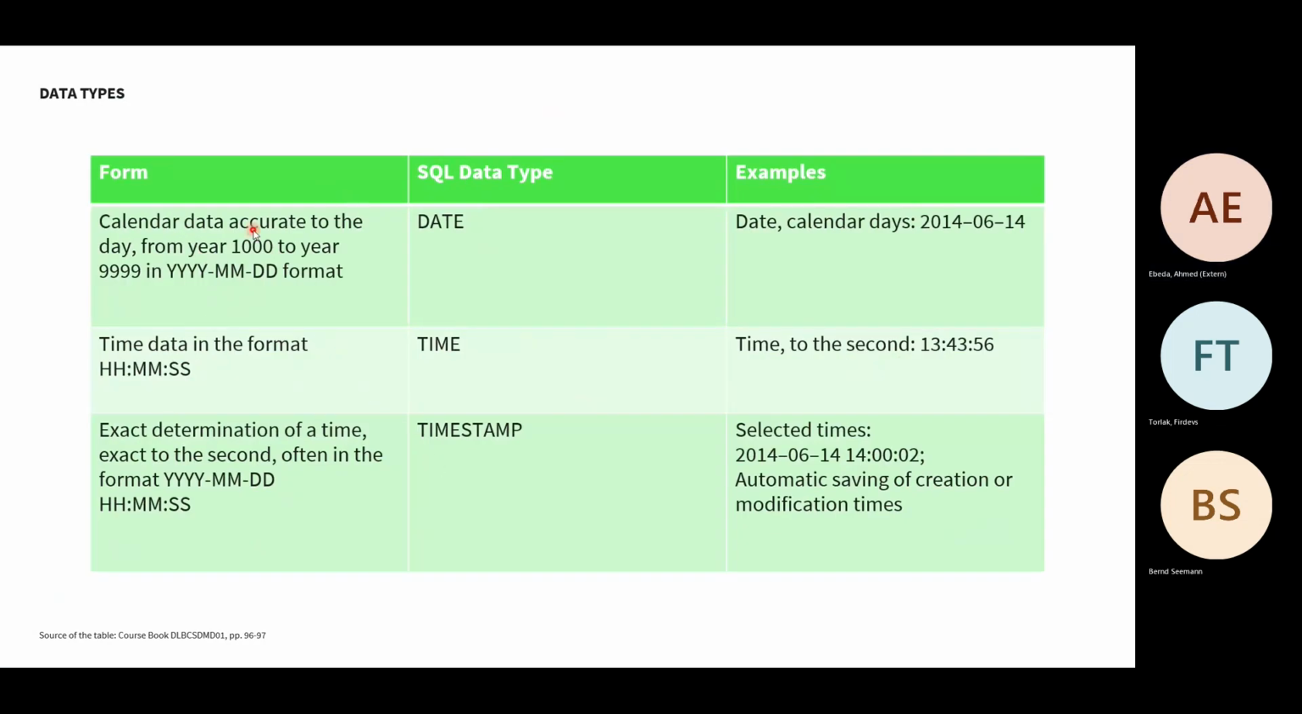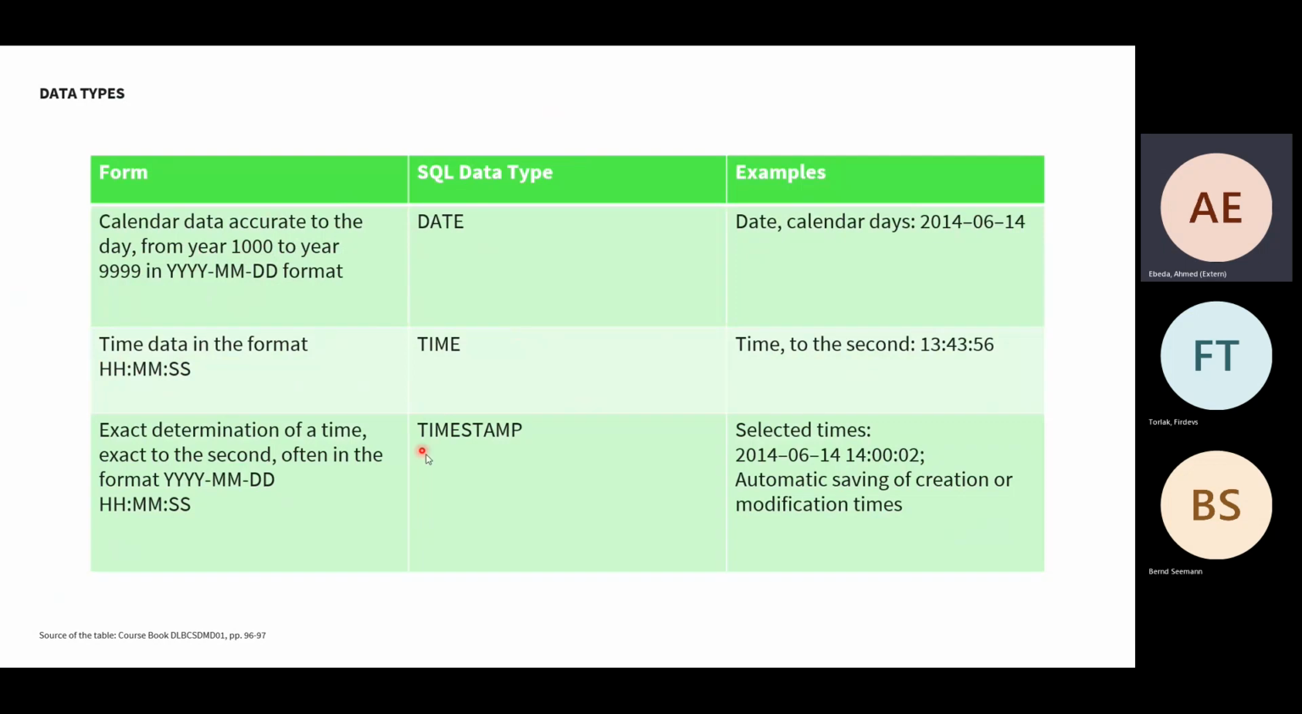There is also a calendar data type. This is calendar data accurate to the day, from year 1000 to any year. If you want to add a calendar data type like a date or calendar days, you can use date. There is something called time. This is in hours, minutes, seconds format. You can use the SQL data type time.